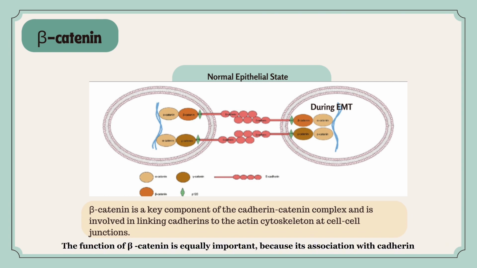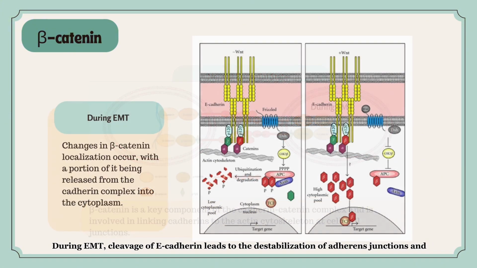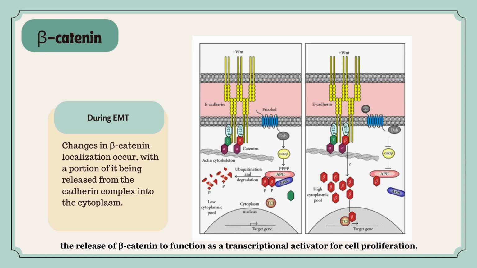The function of beta-catenin is equally important, because its association with cadherin links the adherens junction to filamentous actin and promotes the reorganization of the actin cytoskeleton. During EMT, cleavage of E-cadherin leads to the destabilization of adherens junctions and the release of beta-catenin to function as a transcriptional activator for cell proliferation.